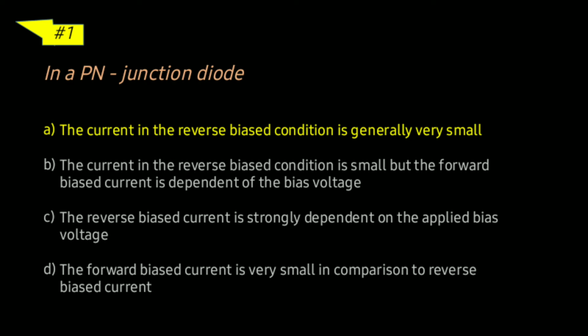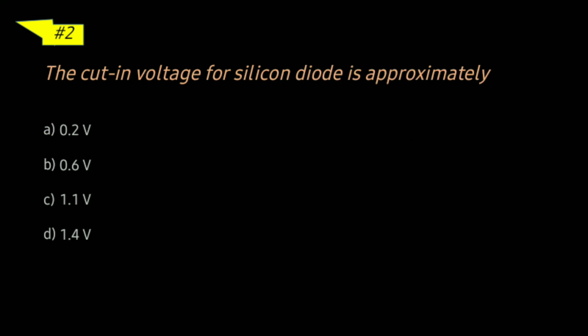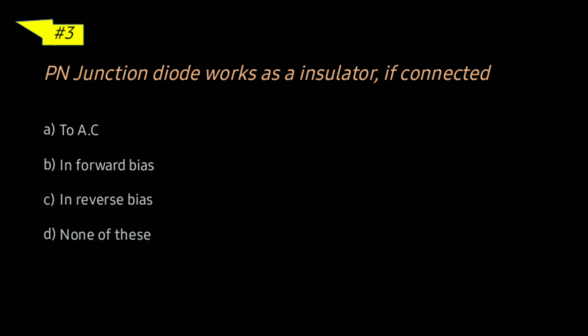Let's move on to the next question. The cut-in voltage for a silicon diode is approximately 0.2 volt, 0.6 volt, 1.1 volt, or 1.14 volt. So the answer is 0.6 volt.